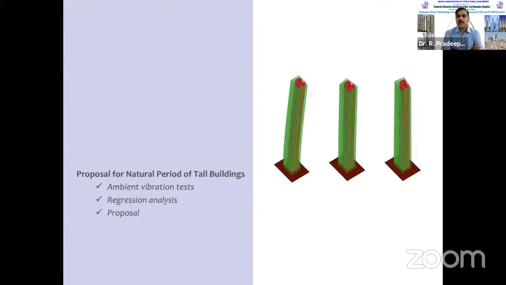Proposal for natural period of tall building. So what we have done was we wanted to check the adequacy. That means how good the empirical natural period expression given in 1893, does it hold good for tall buildings also? So for that, we have done a study by checking the vibration, that is natural period of tall buildings in different cities, and then collected the data, did the regression analysis, and then proposed a new empirical expression for natural period of tall buildings.